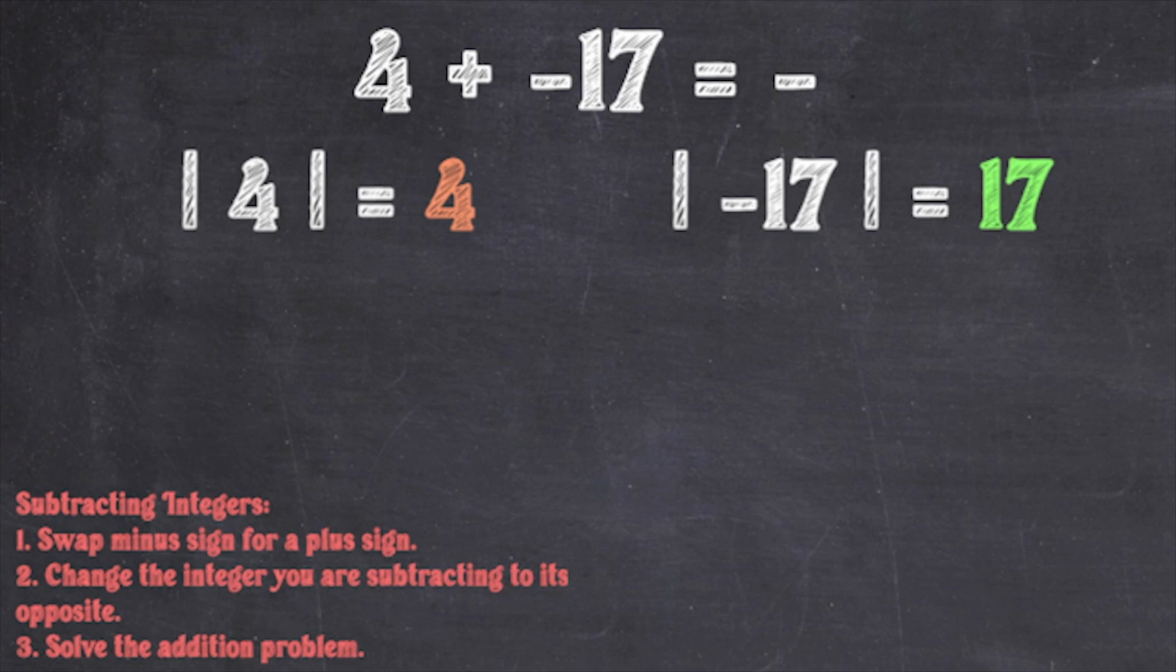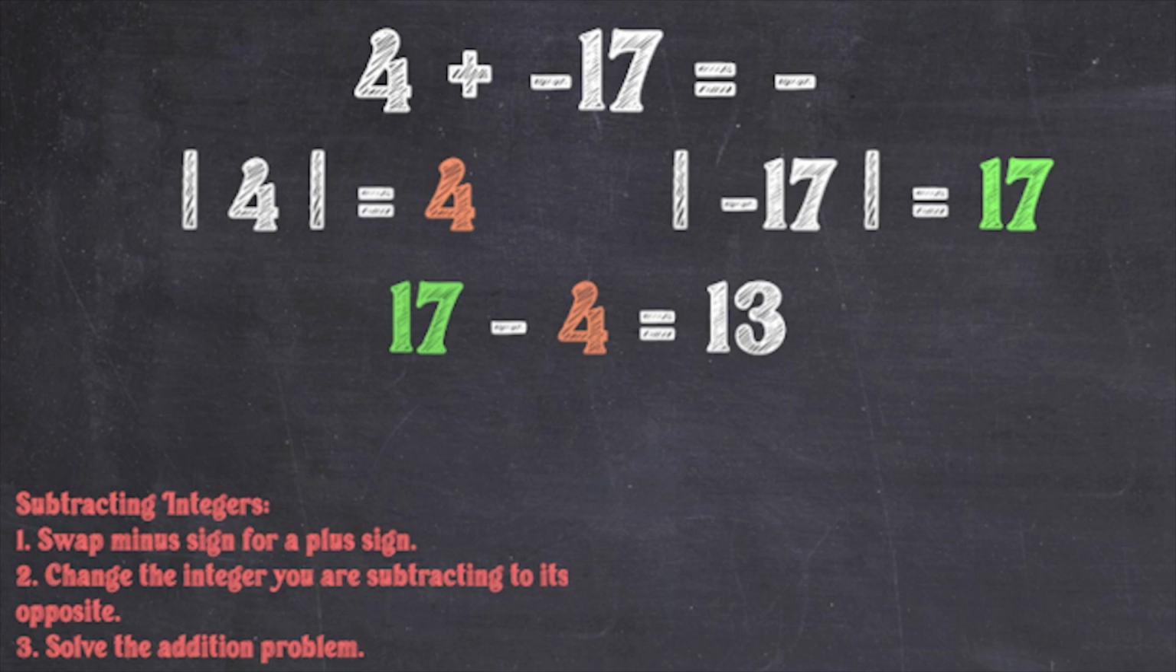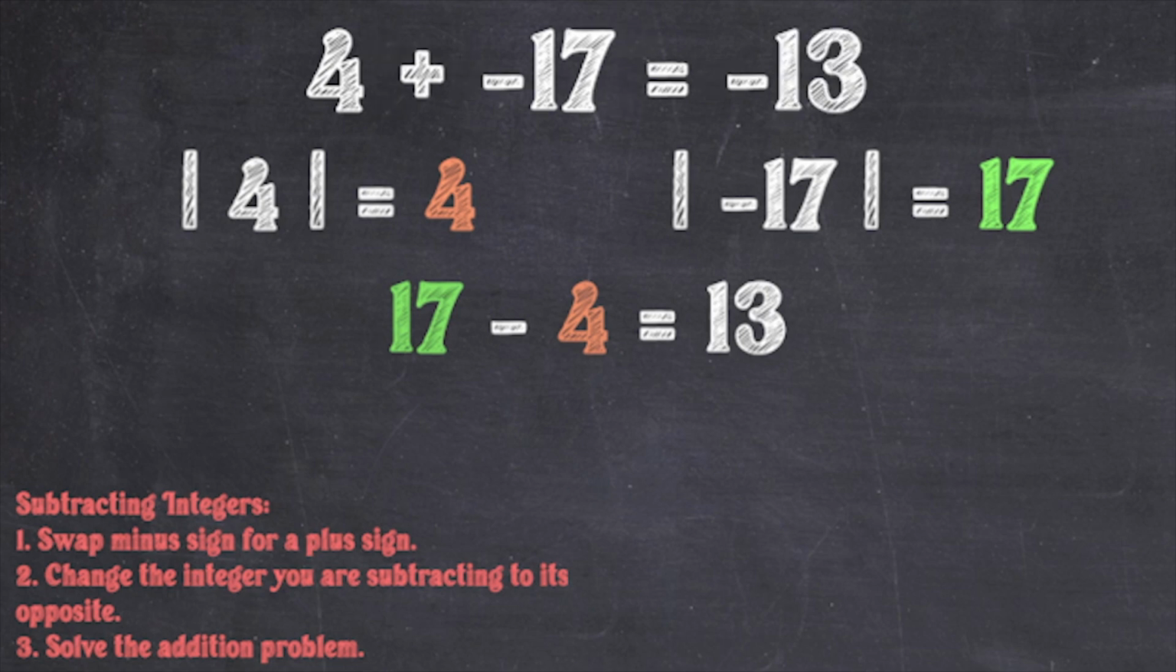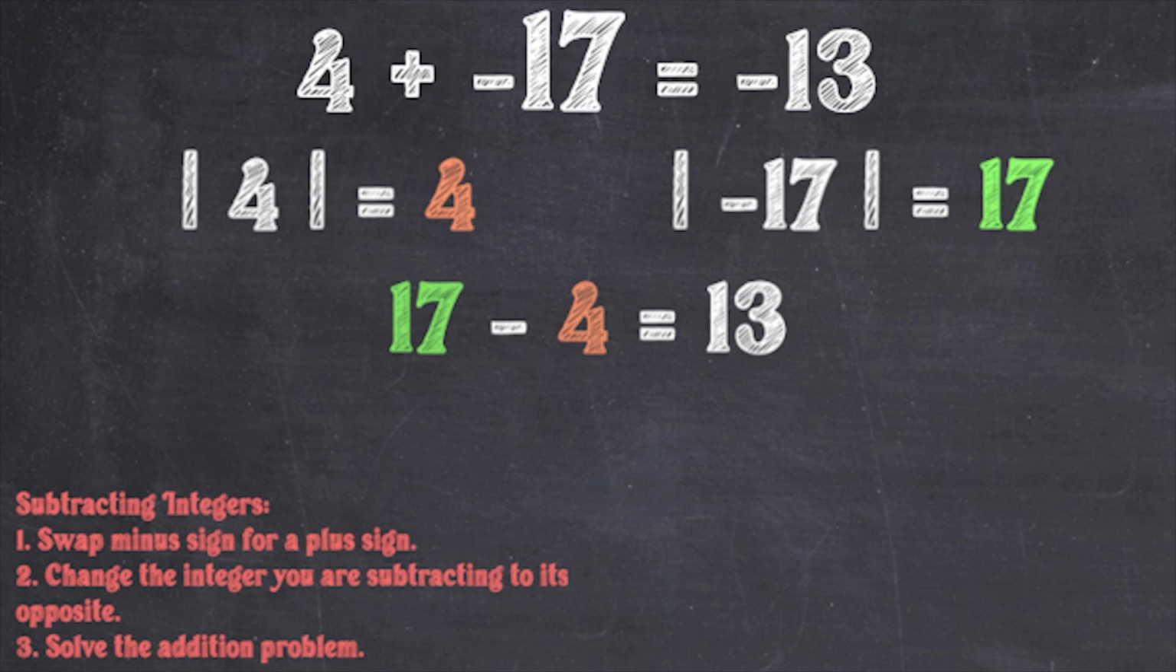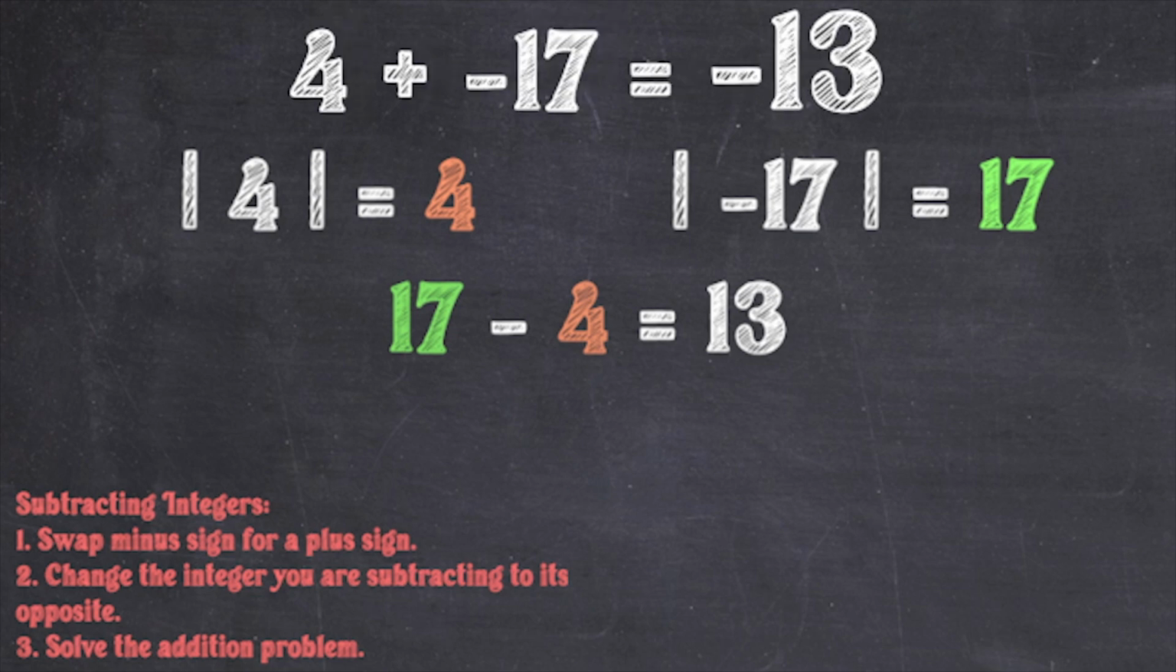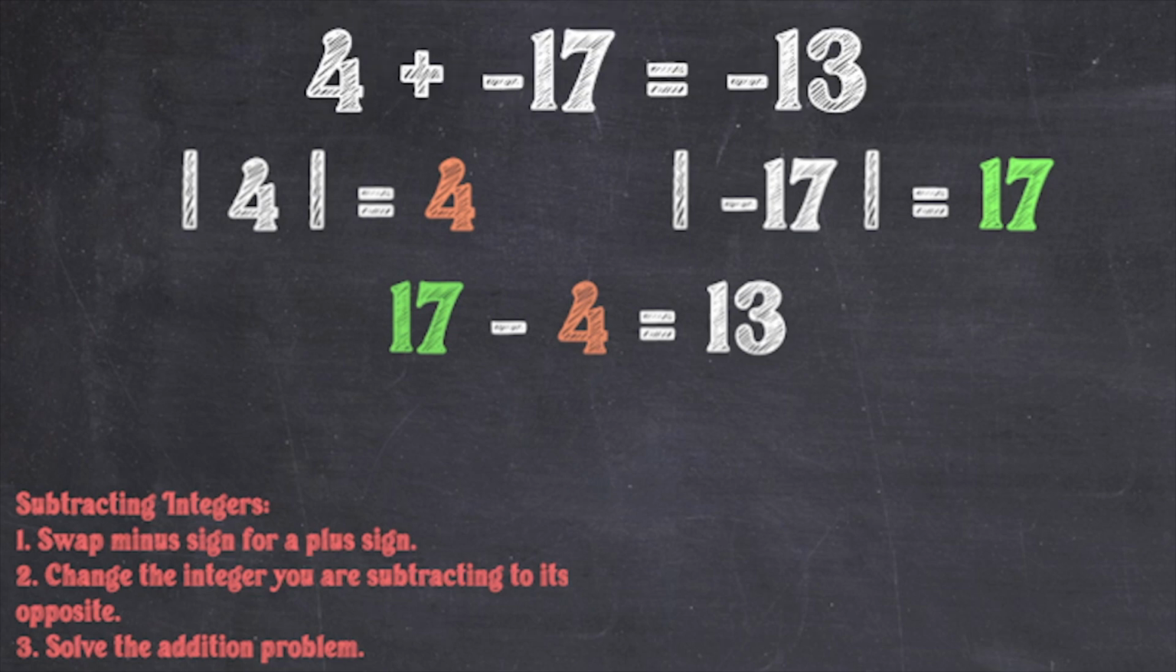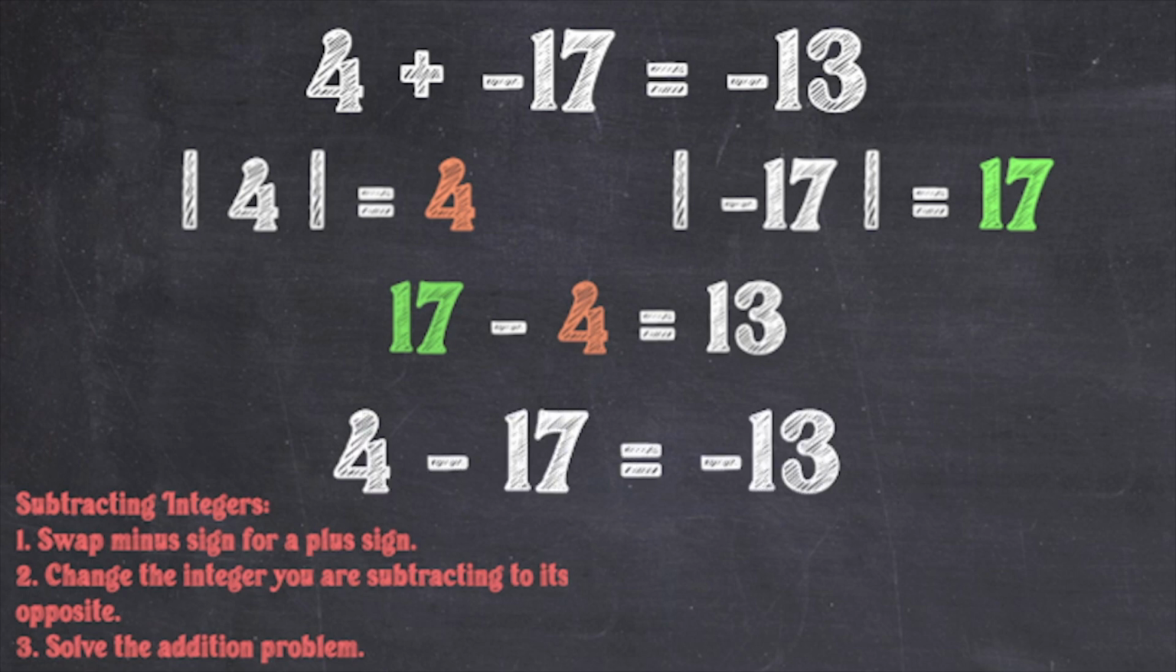Now, let's subtract off the smaller absolute value, 4, from the larger absolute value. 17 minus 4 is 13, so you can write down a 13 next to the negative sign we wrote down earlier. Then, 4 plus negative 17 is negative 13, which means that 4 minus 17 is negative 13 as well.